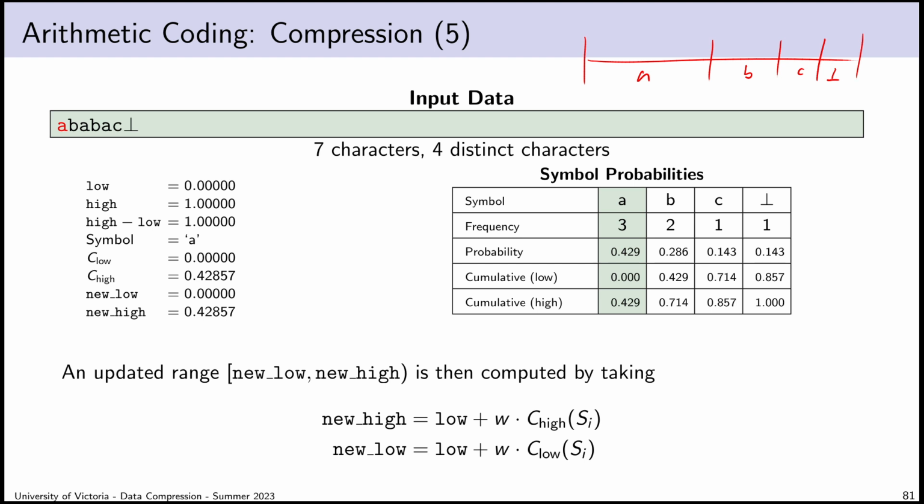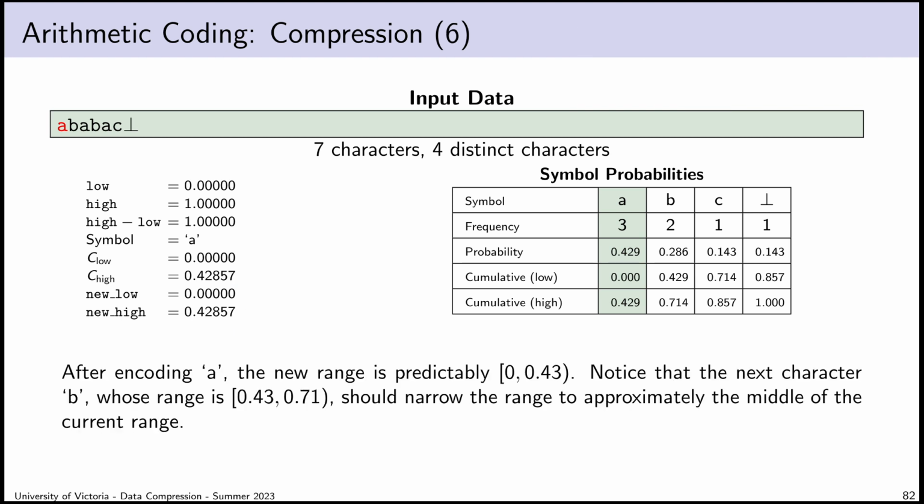So what I expect is, if I'm encoding a message beginning with A, I'm going to be zooming in on this subrange here. So that's 0 through 0.429. And notice that after I'm done applying this formula to get my new high and new low, sure enough, my new low is 0 and my new high is 0.42857. Okay, so the next character is B.